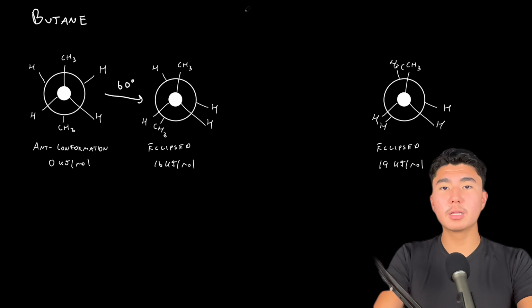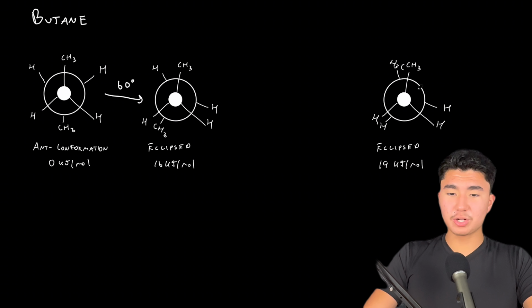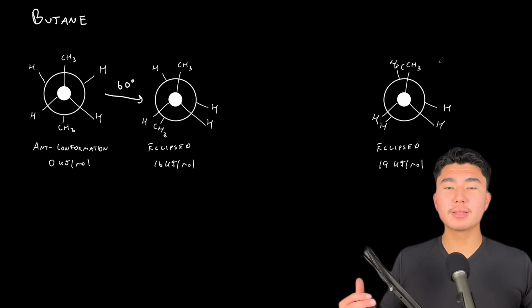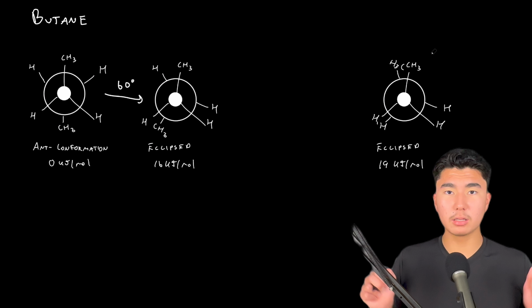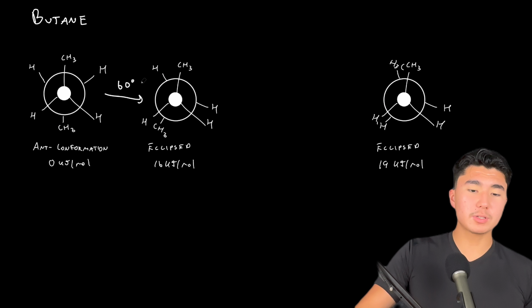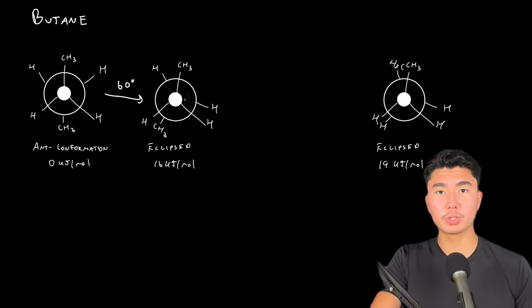And our last eclipsed conformation is actually going to be the one with the highest energy, and it's going to be this one over here. The reason why this has the highest energy is because both of those methyl groups are as close together as possible, versus this one, where they were really close to the hydrogens, so there wasn't as much torsional strain.